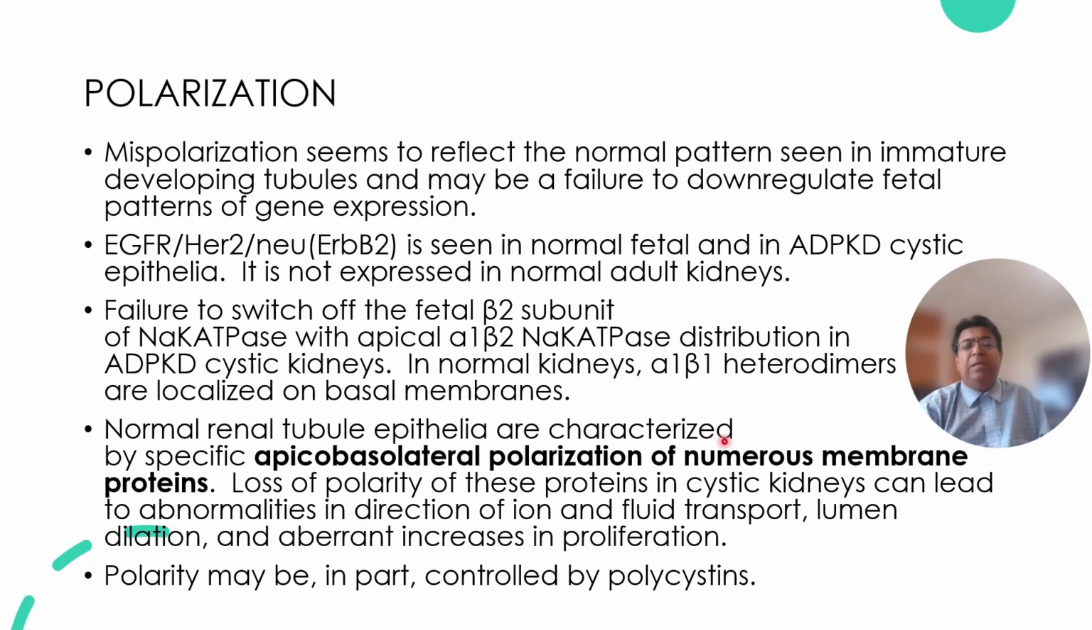So normal renal tubular epithelium is characterized by specific apico-basolateral polarization of numerous membrane proteins. And loss of polarity of these proteins in cystic kidneys can lead to abnormalities in direction of ion and fluid transport, lumen dilation, and aberrant increases in proliferation. And polarity may in part be controlled by polycystins.